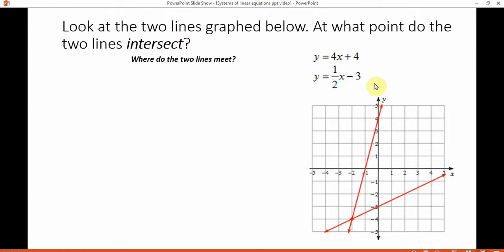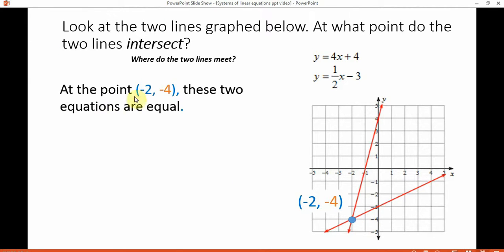And here are our two equations for our two lines. We can very clearly see that they are going to meet right there. They intersect right there, and the coordinates for that point are -2, that's our x-coordinate, and -4 is our y-coordinate. So that's where they meet.